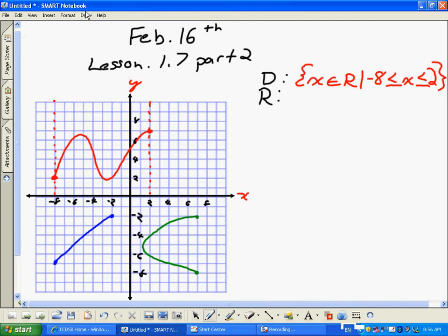Range, exact same idea. We're still working on this function. I drew it a little below where I want to go, but we're going to say that this function's lowest point is +2, and the highest point on this function is +7. So, same idea. We start off y, element of all real numbers, but the restrictions this time are 2, less than and equal to y, less than and equal to 7.